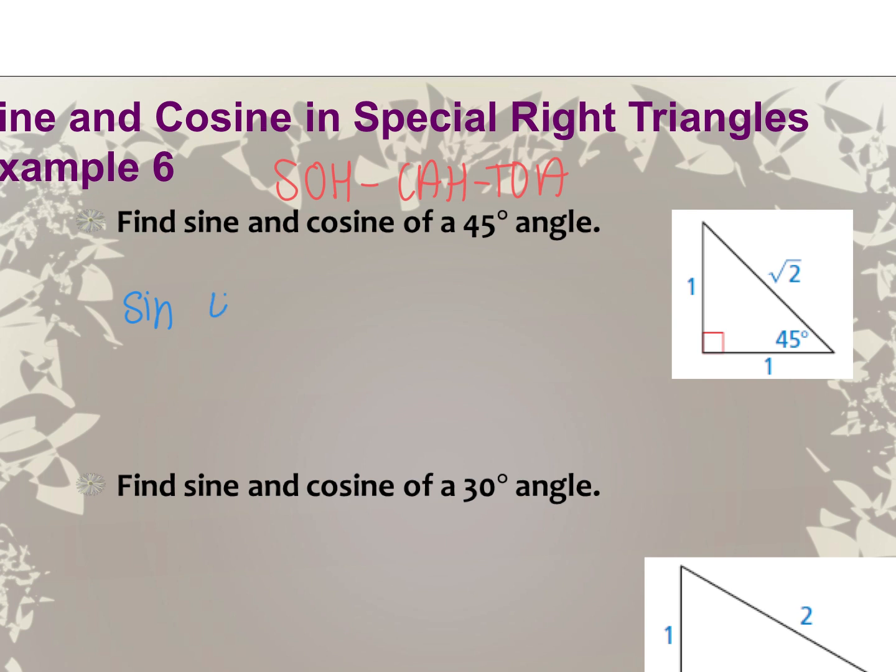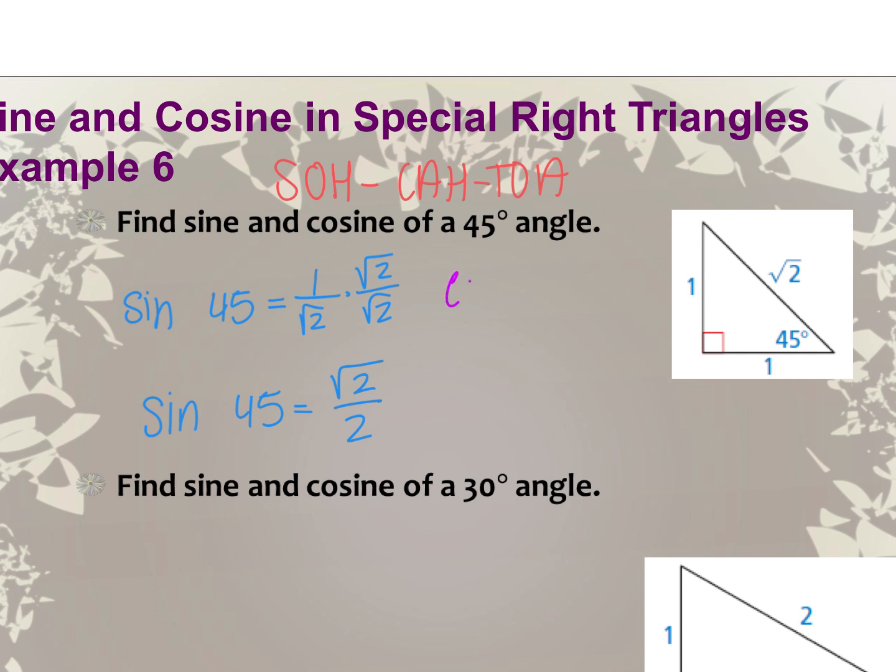Sine 45 equals what over what? What do I have to have for sine? Opposite. My opposite side is 1. Good. And what's my hypotenuse? Radical 2. Can I have a radical as my denominator? No, I cannot. So I need to multiply top and bottom. So my answer is going to be sine 45 equals radical 2 over 2. And that's it. Now I'm going to go ahead and go to cosine.